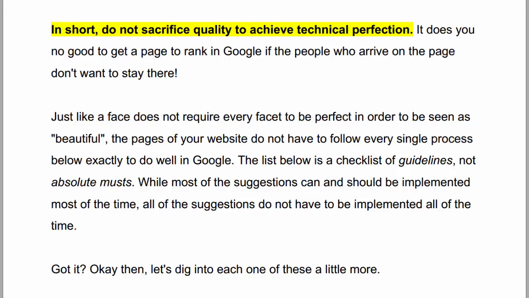Just like a face does not require every facet to be perfect in order to be seen as beautiful, the pages of your website do not have to follow every single process I'm about to tell you to do well in Google. The list I'm giving you is a checklist of guidelines, not absolute musts. While most of the suggestions can and should be implemented most of the time, all of the suggestions do not have to be implemented all of the time. Got it? Okay then, let's dig into each one of these a little more.